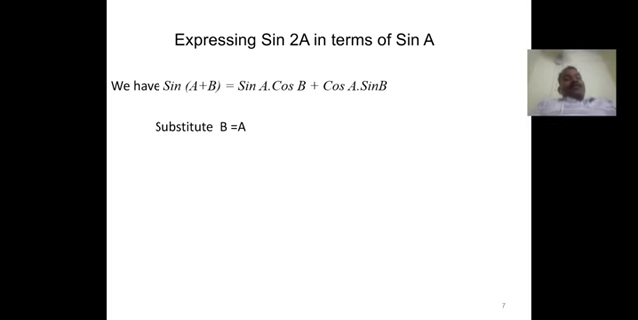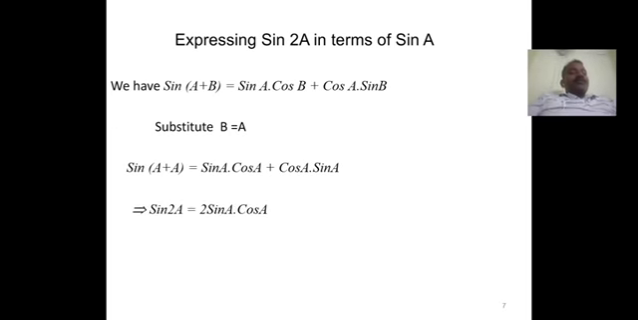Therefore sin 2a is equal to sin a cos a plus cos a sin a. This is sin 2a equal to 2 sin a cos a. And this sin 2a formula in terms of tan: divide 2 sin a cos a by 1. That 1 you can write as sin square a plus cos square a. Multiply and divide the numerator and denominator with cos square a, then you can get it as 2 tan a by 1 plus tan square a.